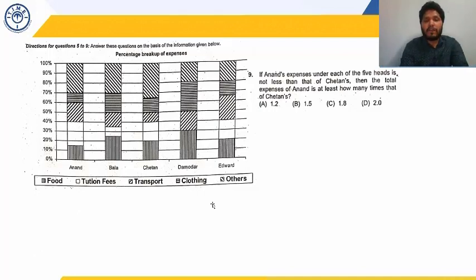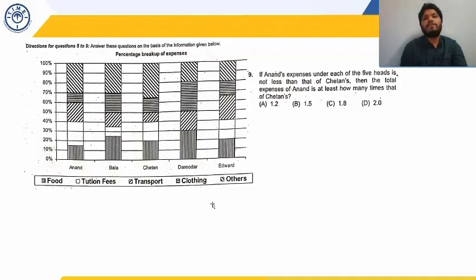So the question is saying, if Anand's expenses under each of the 5 heads are not less than Chetan's, it means they could be more than or equal to that of Chetan. So in food, Anand's expense can be more than or equal to that of Chetan, in tuition fees also, and in transport, clothing and others. In all 5 of them, Anand's expense is going to be at least that of Chetan.